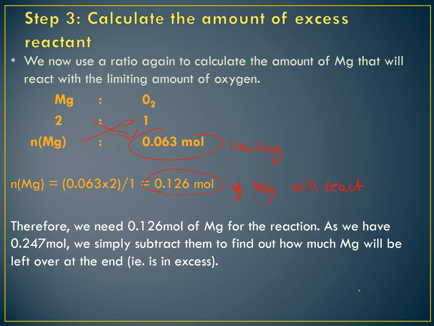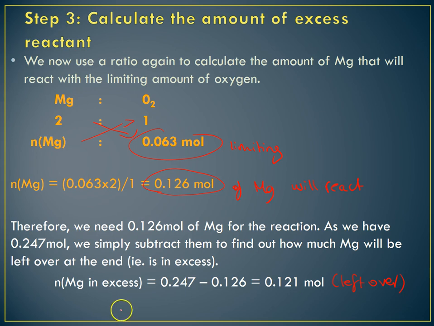Okay, so if 0.126 mole of magnesium reacts, we have 0.247 in the reaction vessel, so we subtract them. 0.247 minus 0.126, and we will see that we get 0.121 mole, and this is what will be left over. Okay, so in our flask, we will have magnesium oxide that was formed and the leftover magnesium, both in our reaction vessel.